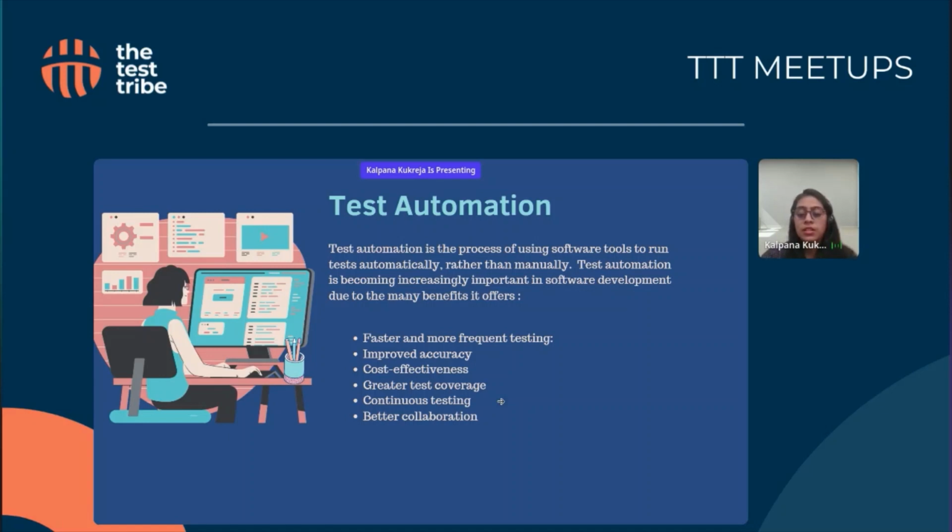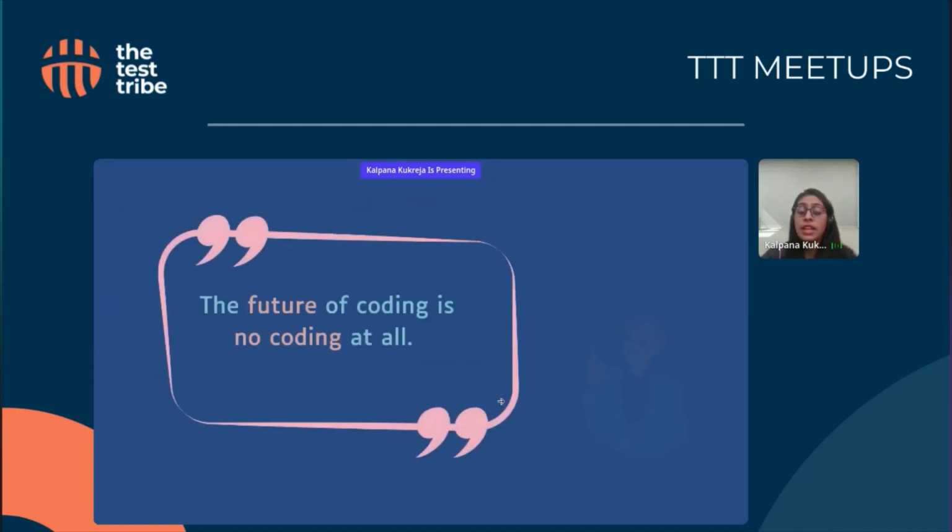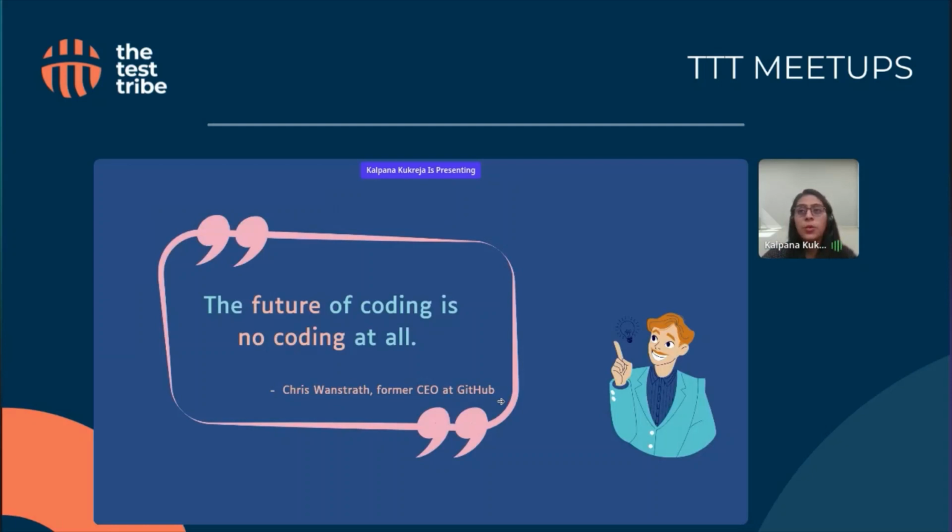So this was about test automation, and now how do we define how low code test automation is different from test automation? The former CEO at GitHub once said that the future of coding is no coding at all. And even in terms of development, we are seeing that developers are also moving to more effective ways of coding. If something is there for us to resolve some problem, then we should be using it.